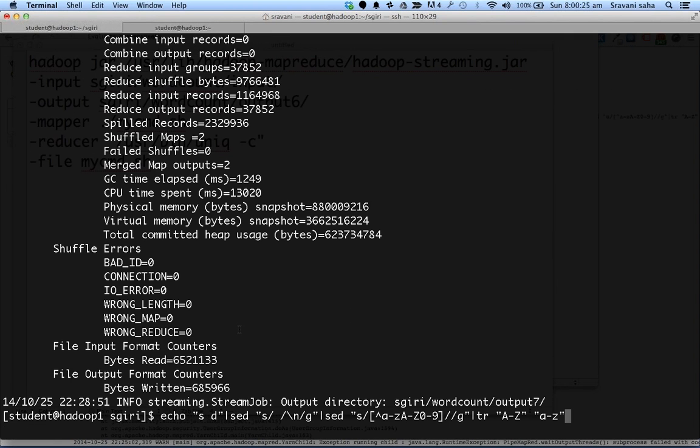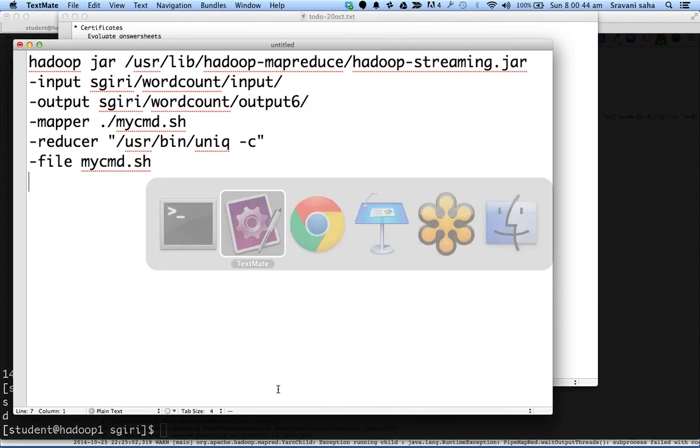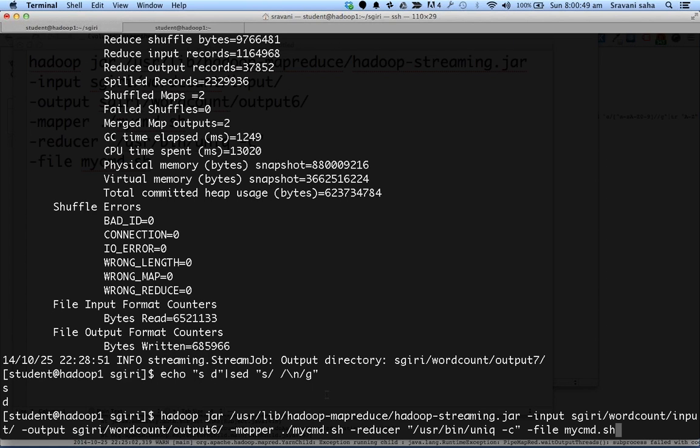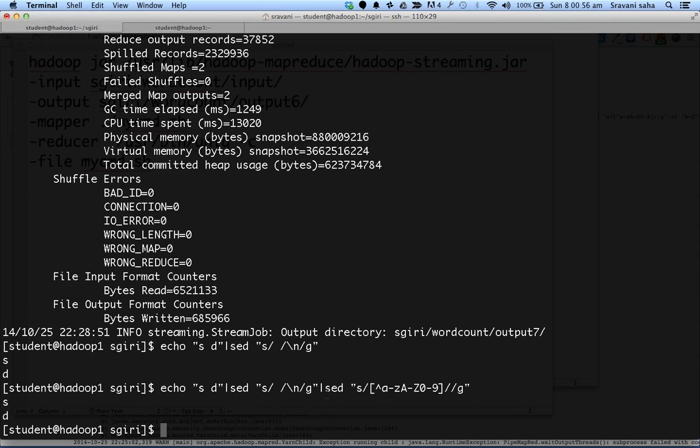Now in this one, you see there is an echo, sed, and tr. What it did, I'll show you step by step. First it replaced the space with a new line, right? And now, whatever the output is here, the next step is that we replace any non-alphanumeric character.